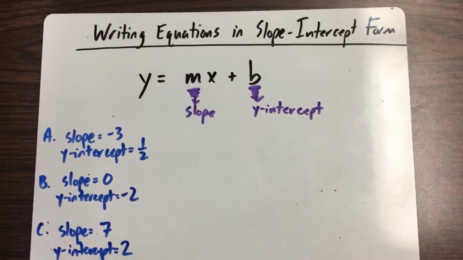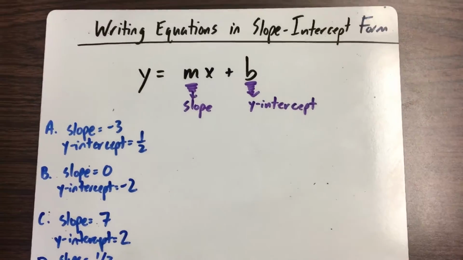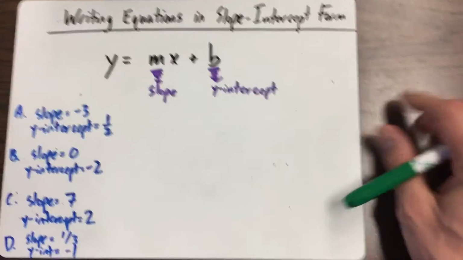This is a pretty easy lesson. The very first lesson in chapter 4 is going to start as pretty simple, writing equations in slope-intercept form.